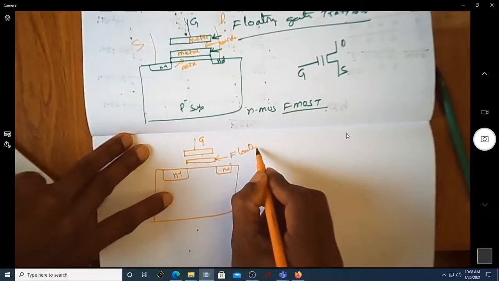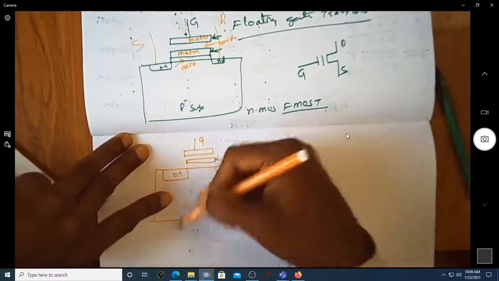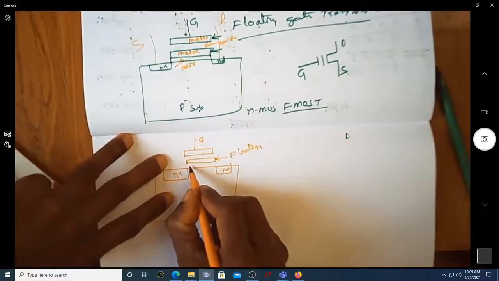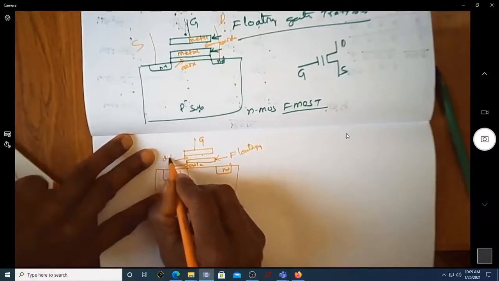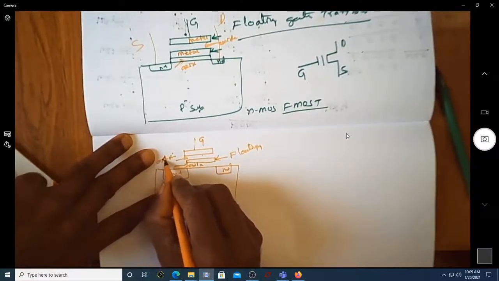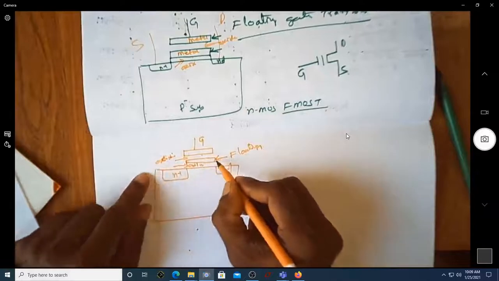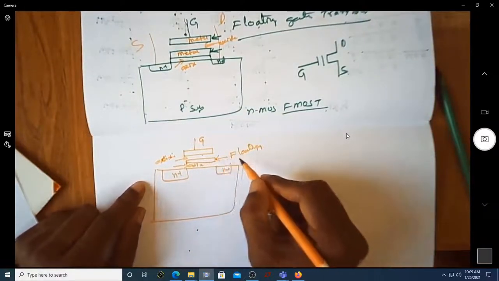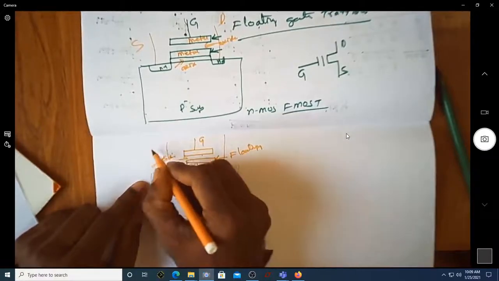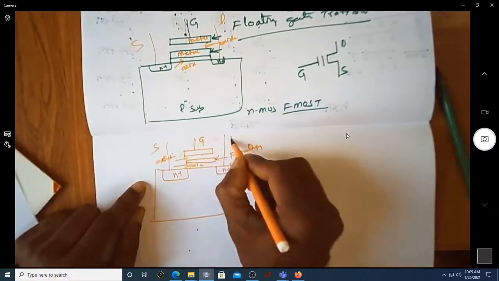Why is it called a floating gate? It is not connected to the external world; it is floating in between. You can see there is an oxide layer above and an oxide layer below. Since there is an oxide layer over and under this gate, which is floating in the oxide, it is called a floating gate structure. I can say this is again the source and drain.